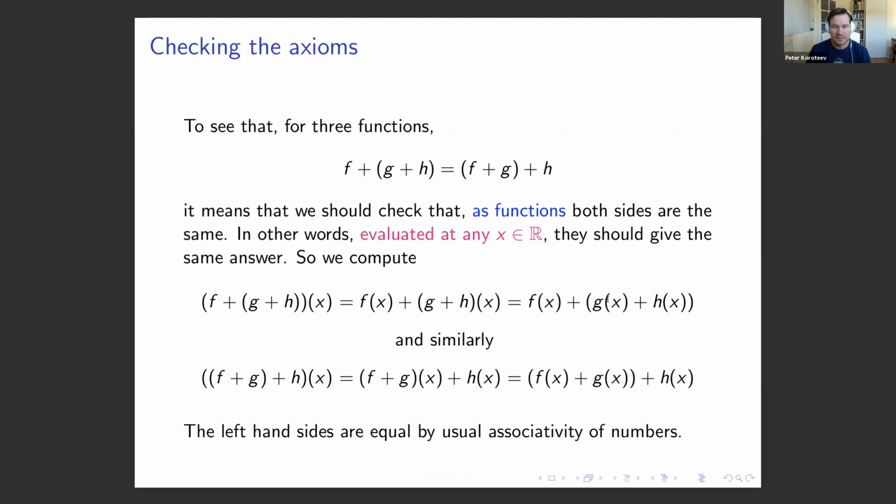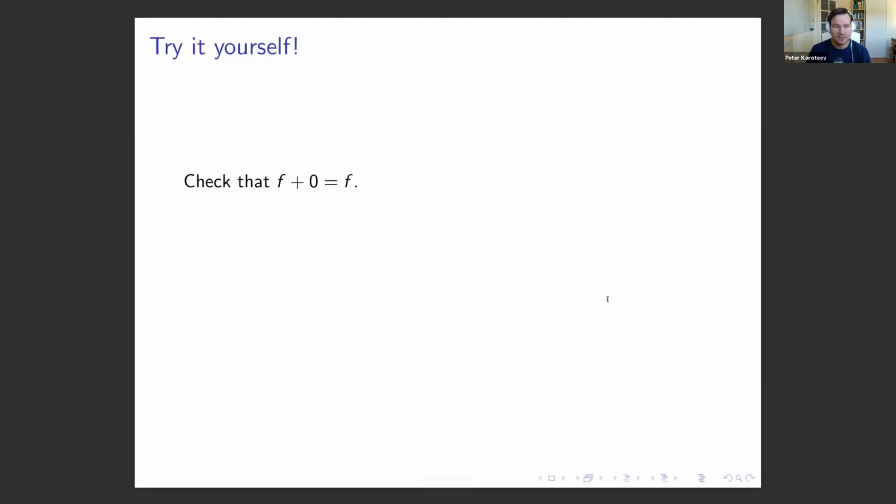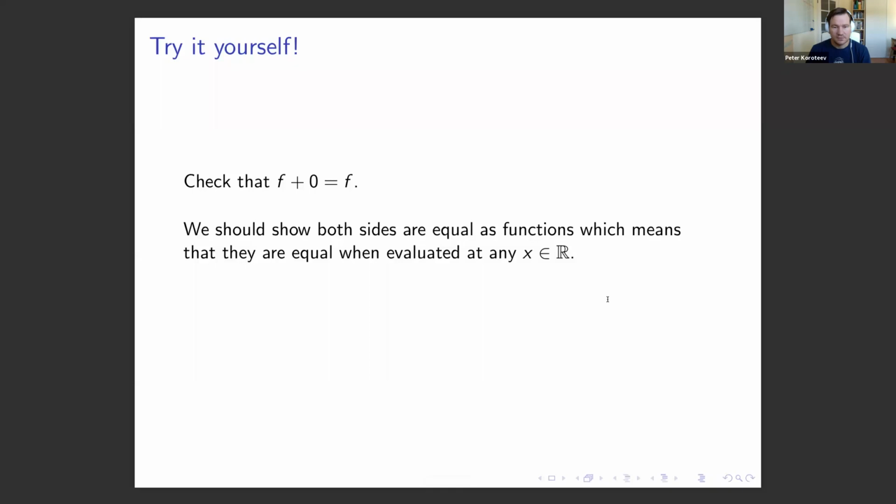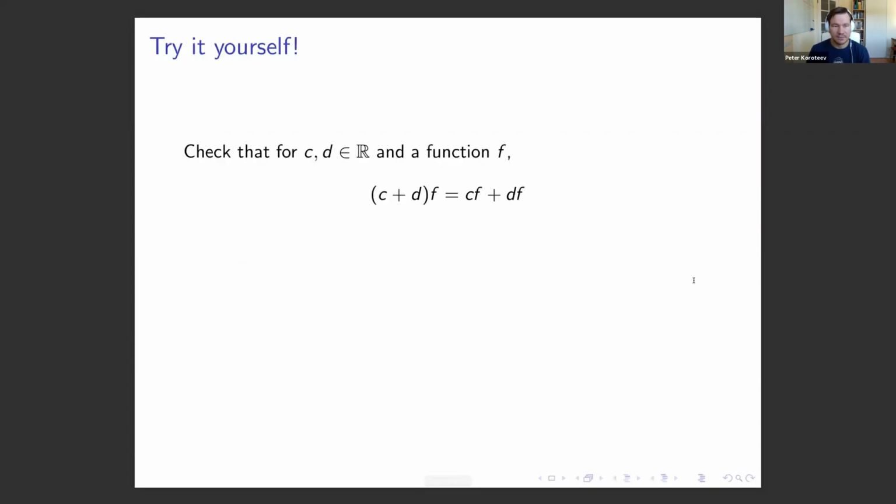So yeah, associativity works. Now check that f + 0 is equal to f. That follows directly from the definition of the 0 function, which just sends everything to 0. So (f + 0)(x) is equal to f(x) + 0(x), and from the definition of the 0 function, you just add 0, so it's equal to f(x).